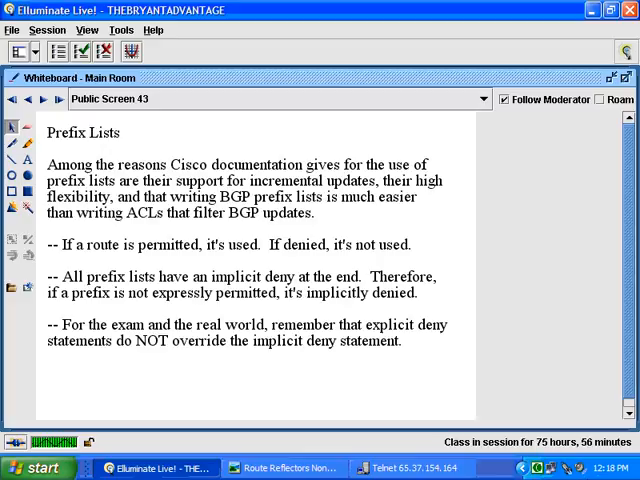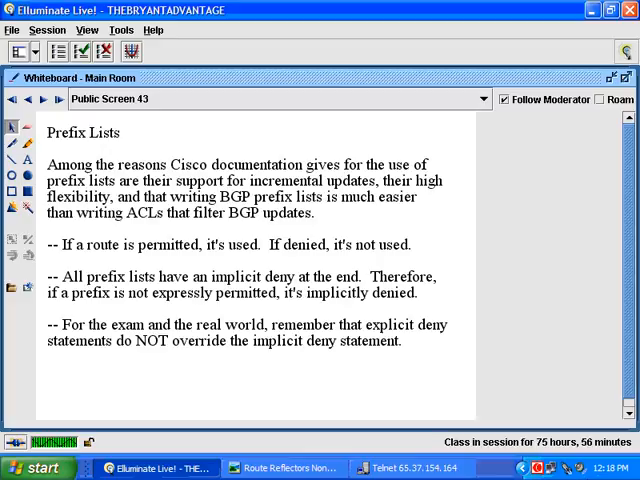Among the reasons that Cisco documentation gives, the official reasons for using prefix lists, good stuff to know: the support for incremental updates, their high flexibility, and that writing BGP prefix lists is much easier than writing ACLs that filter BGP updates. And again, I can vouch for that from my personal experience in both production networks and labs. It's a lot easier to write a prefix list to get the desired results.